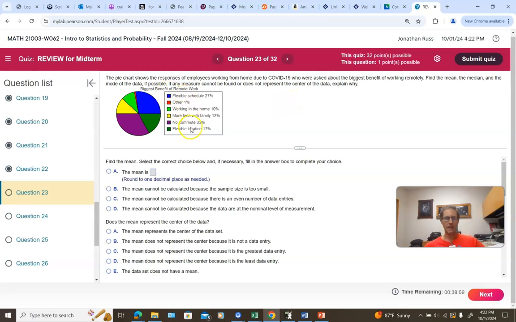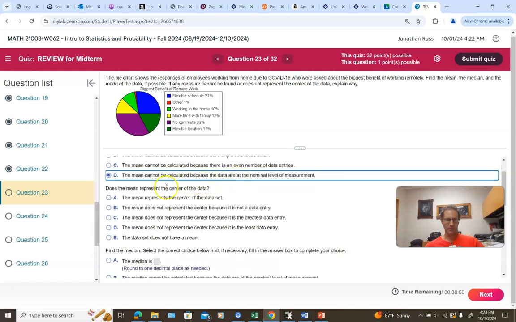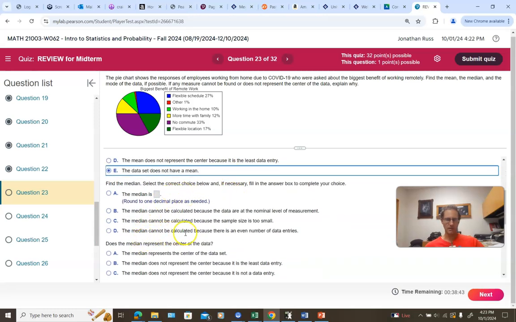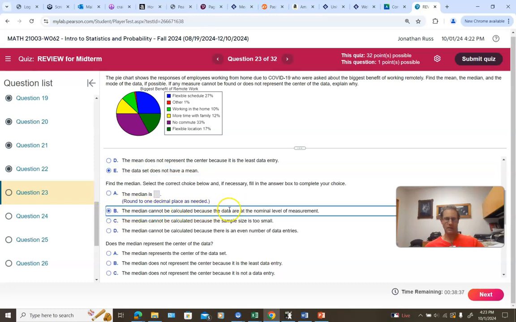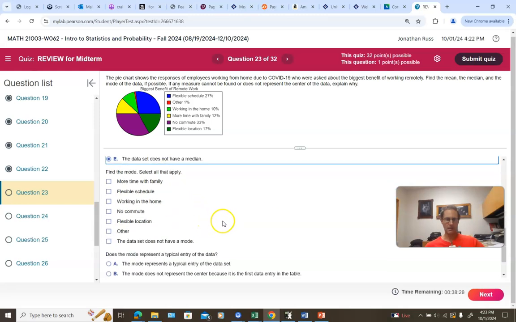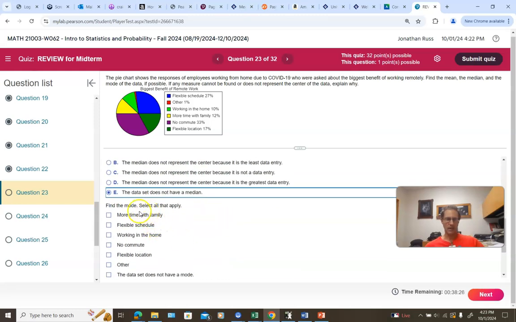Well, again, this data is really at the nominal measurement, okay? So there is not going to be a mean. And then does the mean represent the center of the data? Well, there is no mean. Find the median. Again, there is no median because this data is at the nominal level of measurement. And then the data set does not have a median. But again, it is going to have a mode.